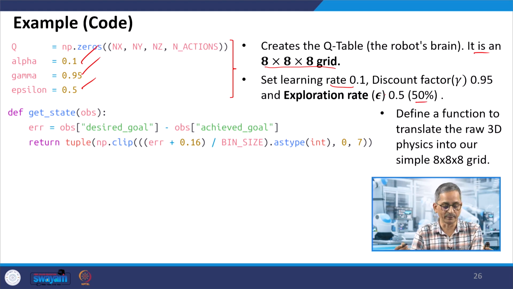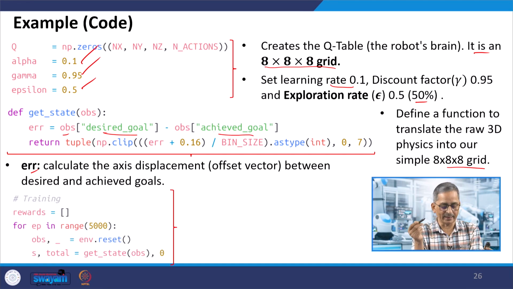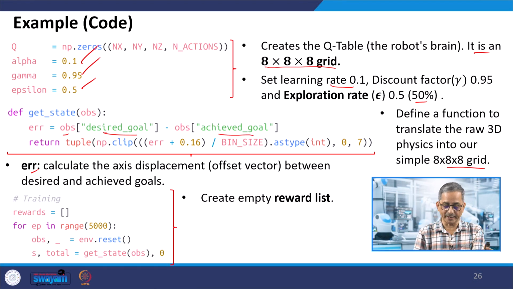epsilon exploration rate 0.5, which is 50%. We define a function to translate the raw 3D physics into our 8 cross 8 cross 8 grid. So that is there. We calculate the error here, the desired goal minus the achieved goal. That way we get the error.